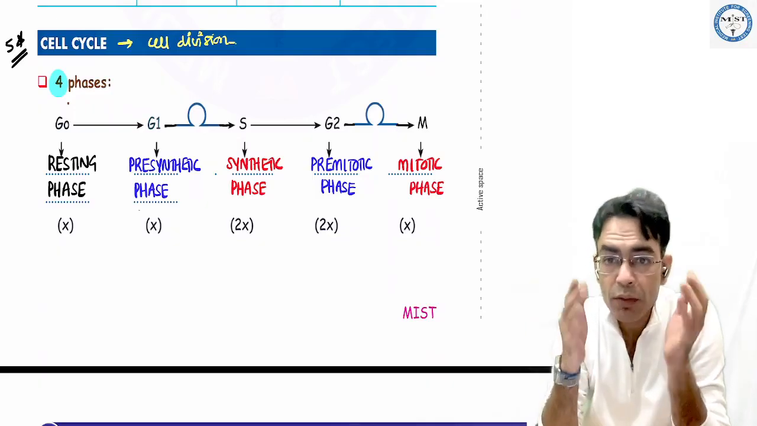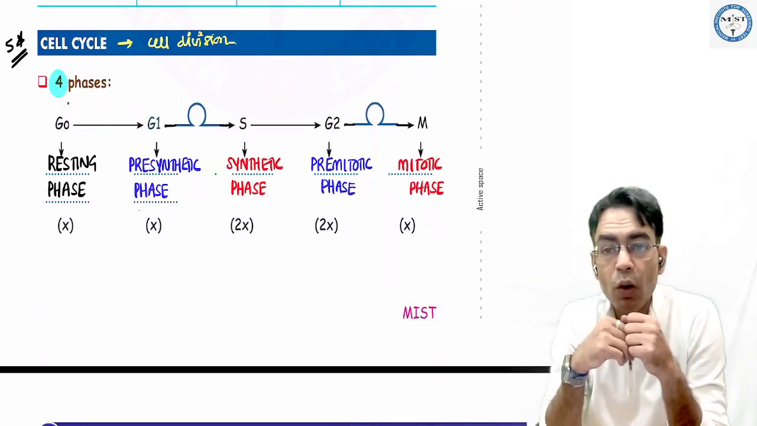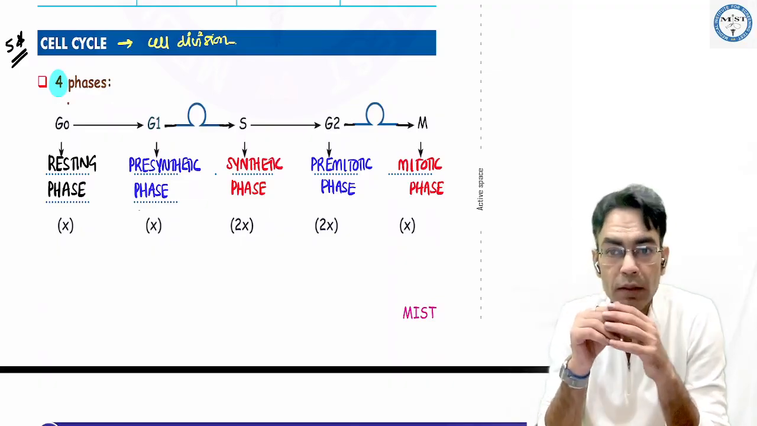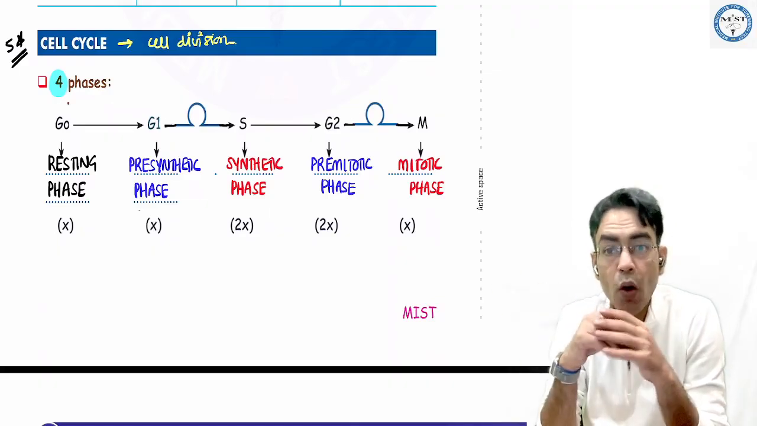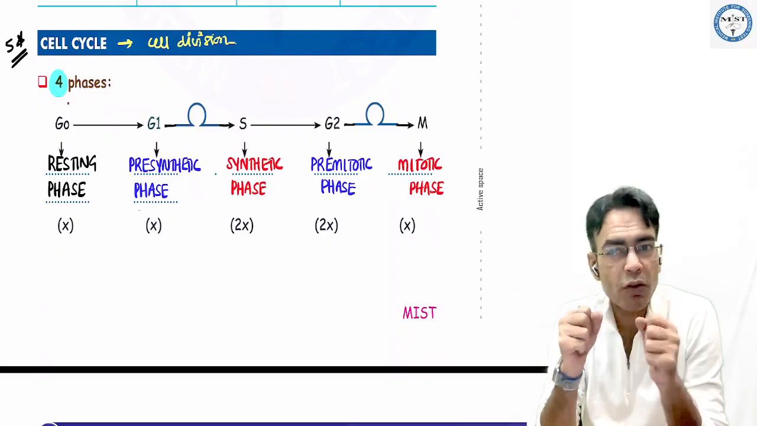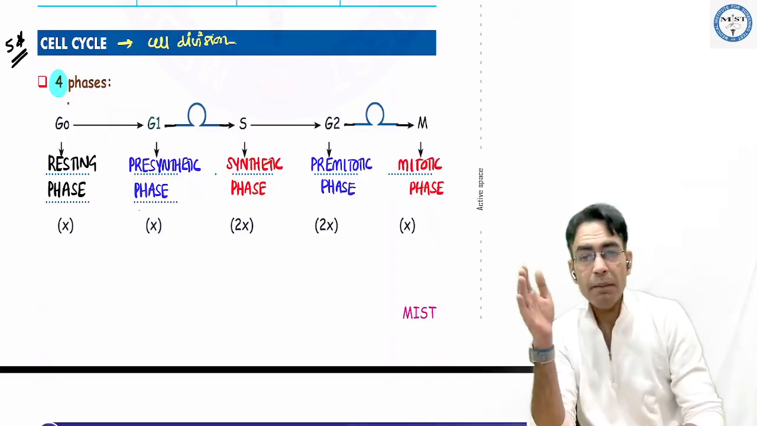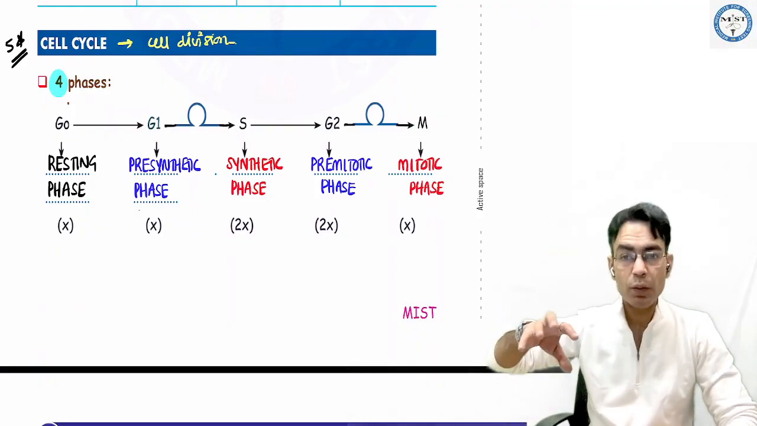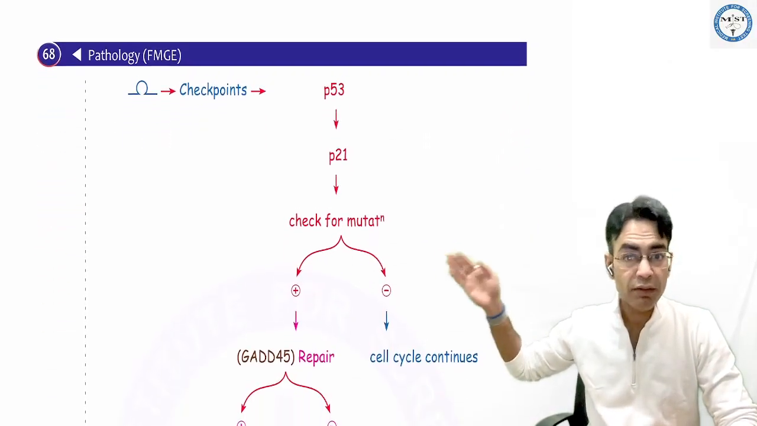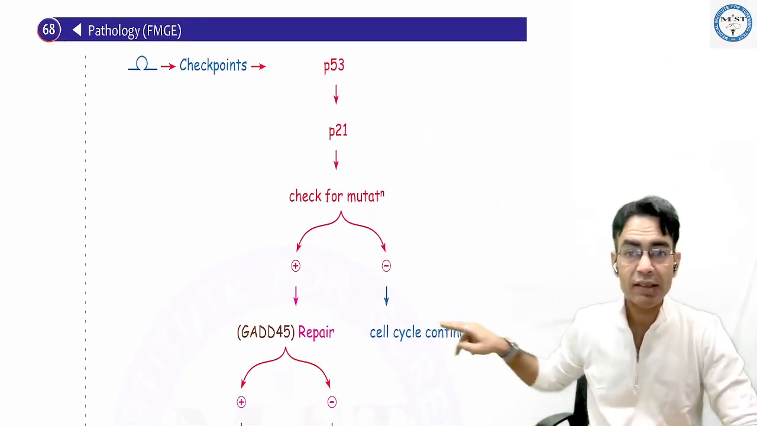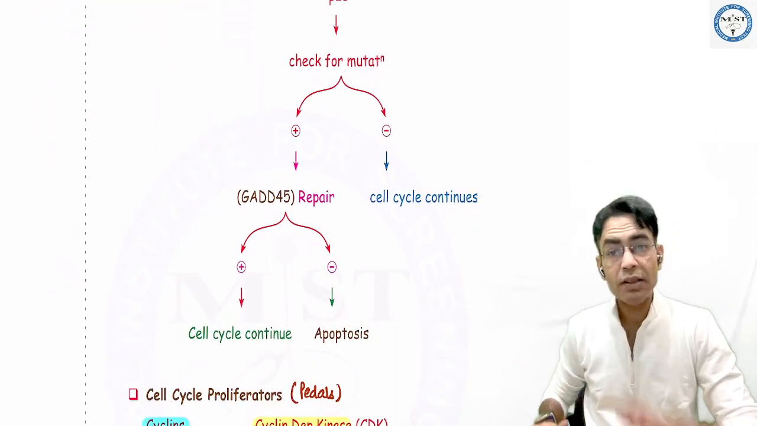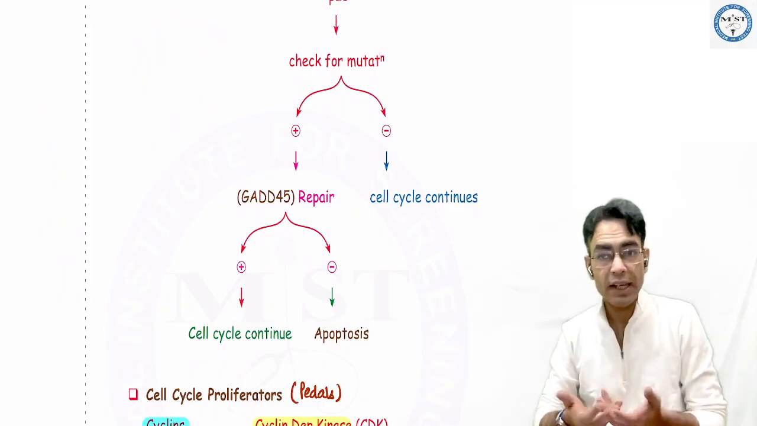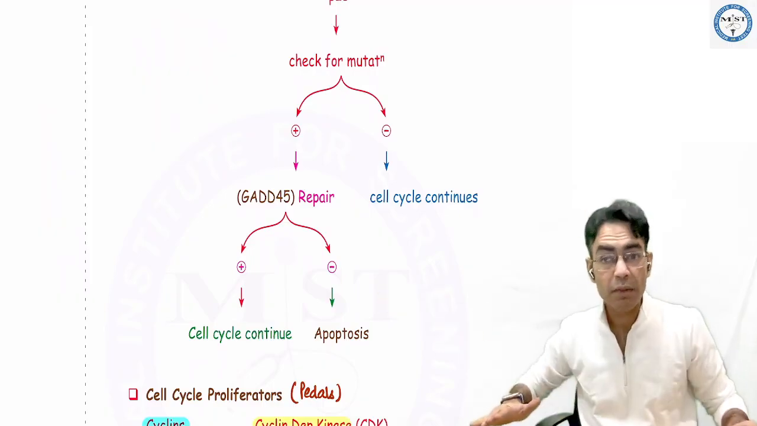So at the checkpoint, we have our checkers. Who is the main checkpoint holder? That is P53. P53 is called the molecular policeman of your genome or your cell cycle, and guardian of your genome. When it is checking for a mutation, it sends P21. P21 checks for the mutation. If the mutation is not seen, everything is normal and the cell cycle continues. But if the mutation is present, we first try to repair it by applying GADD45. If we can repair it, good, the cell cycle continues. If we cannot repair it, we kill it, apoptosis.